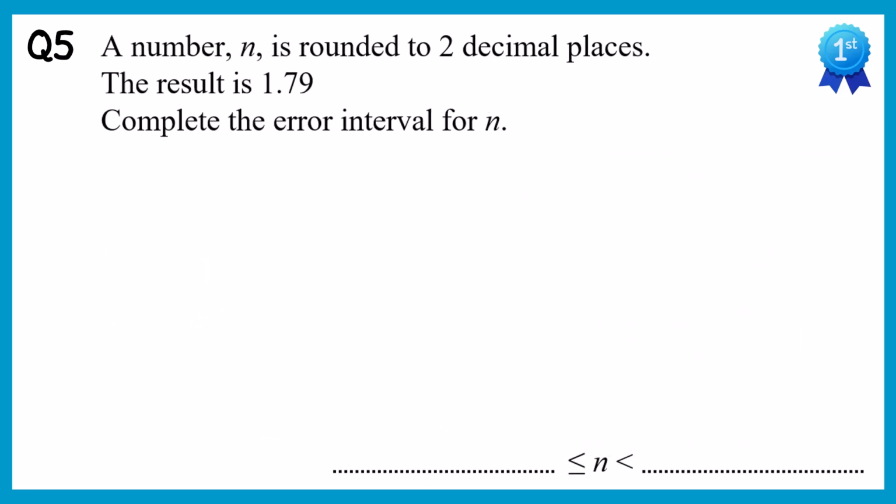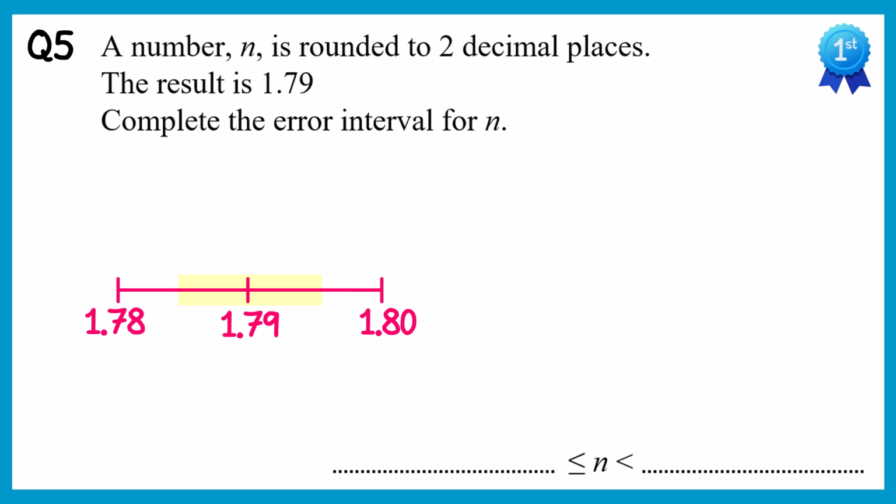In this question, we need to write down an error interval for 1.79 that's been rounded to 2 decimal places. To do this, I like to draw out a number line. I place the number from the question in the middle, so 1.79, and then we want to write down the number that's immediately below this and immediately above this to 2 decimal places, so that'll be 1.78 and 1.80. The error interval is then formed by this section of the line here.